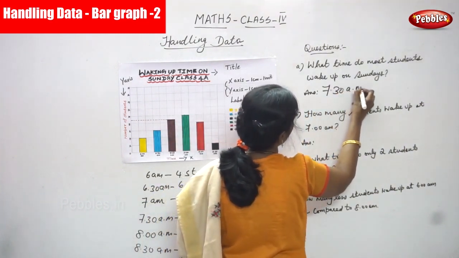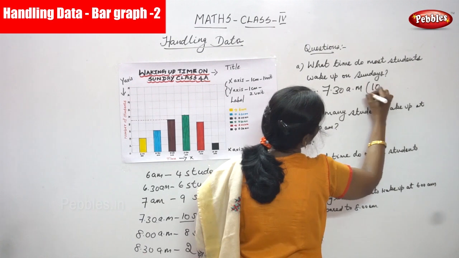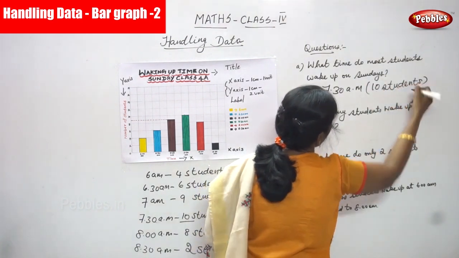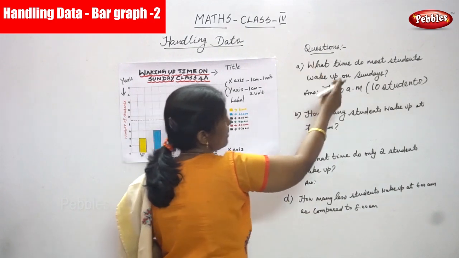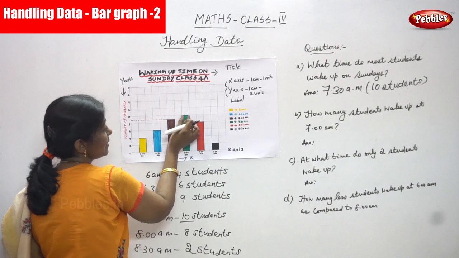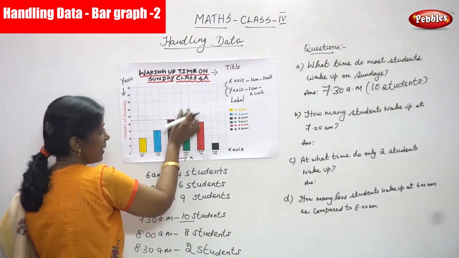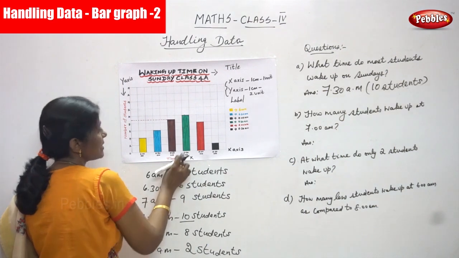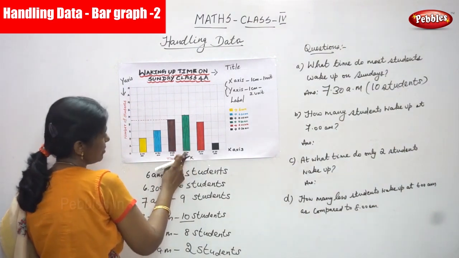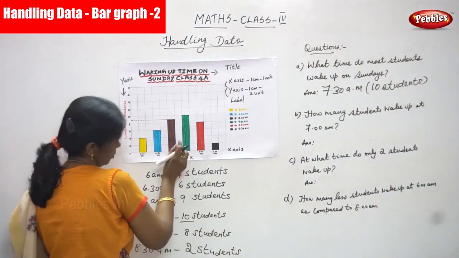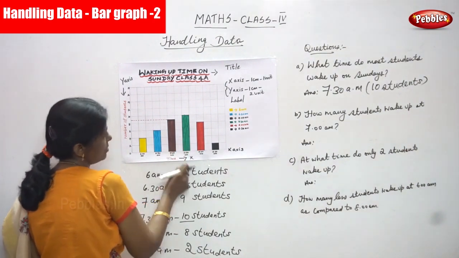7:30 a.m. Most of the students. That means the number of students is what? 10 students. At what time do most students wake up on Sunday? That means 10. This vertical bar graph is so tall. So that is what? 7:30 a.m. Most of the students wake up at 7:30 a.m.